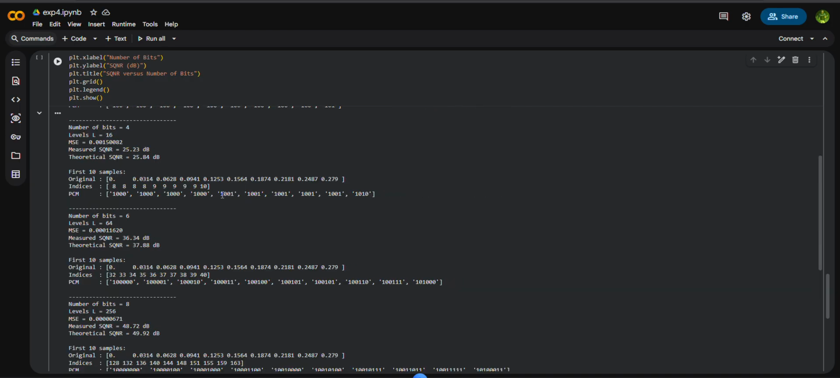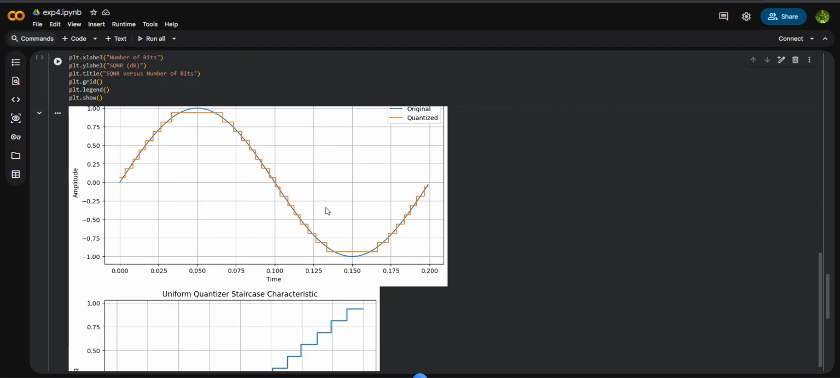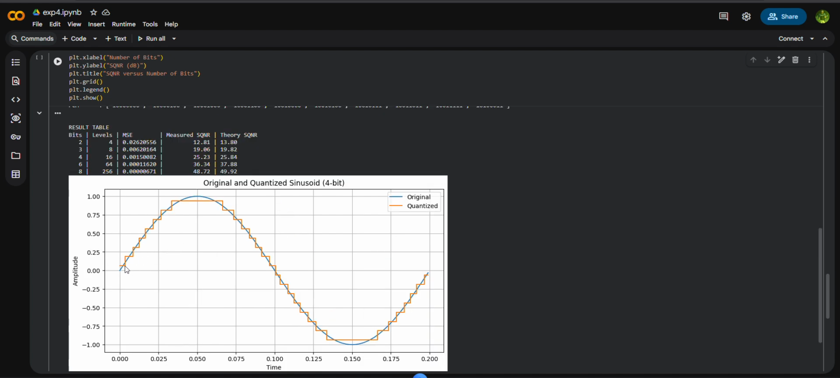For example, here we can see 2 to the power 4 equals 16, and 2 to the power 6 equals 64. The process of converting the amplitude into one of these finite levels is called quantization. These finite levels you can see as the orange lines.